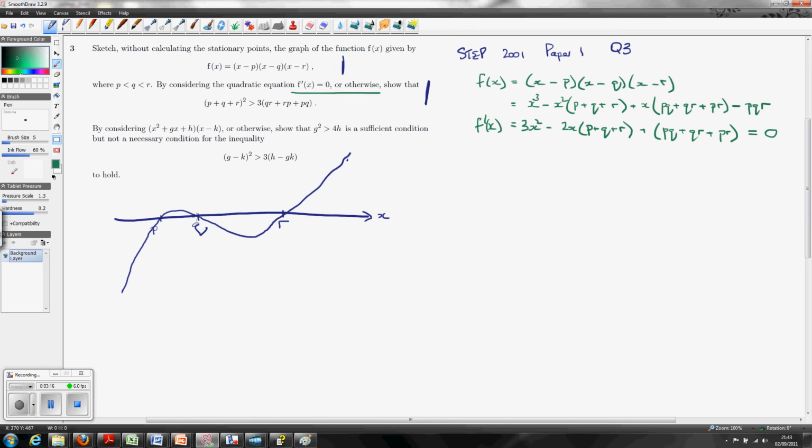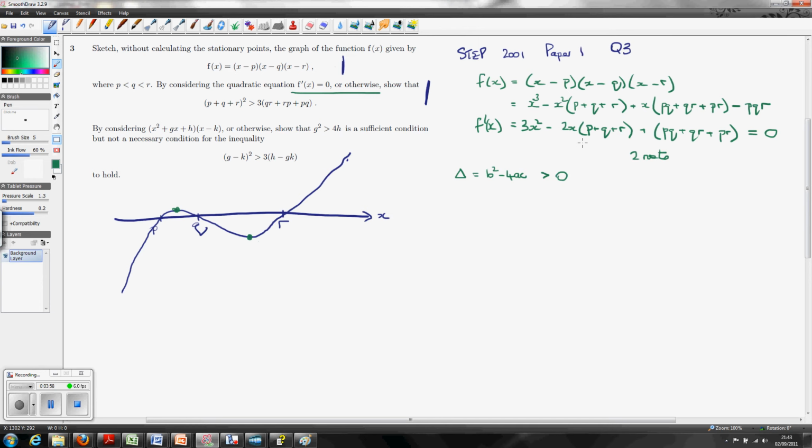Now, by considering that equal to 0, why are they asking us to consider that equal to 0 after we've sketched this graph? Well, because there must be two stationary points, one somewhere here and one somewhere here. You can't have a cubic curve like this that has 3 roots unless there are two stationary points. There are two stationary points if and only if this quadratic equation has 2 roots, and it has 2 roots if its discriminant, b squared minus 4ac, using the usual notation for a, b and c in the quadratic equation, is greater than 0.